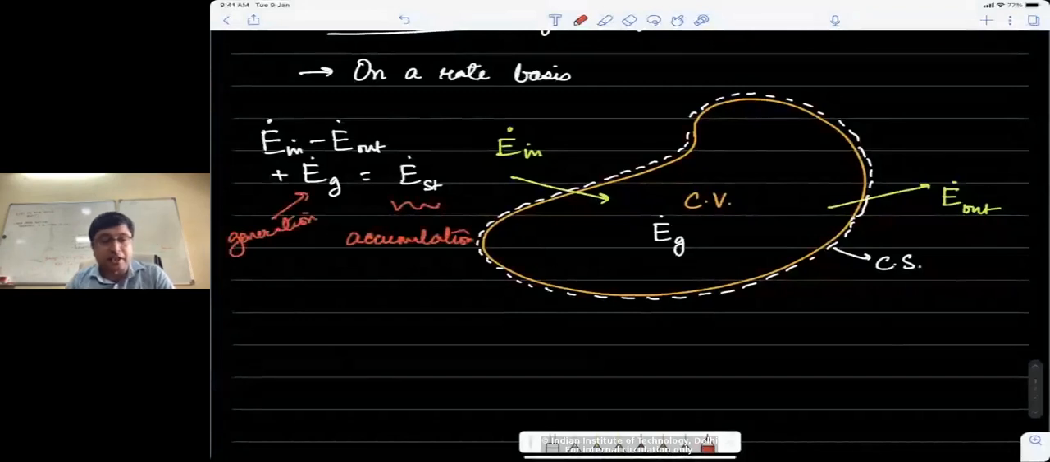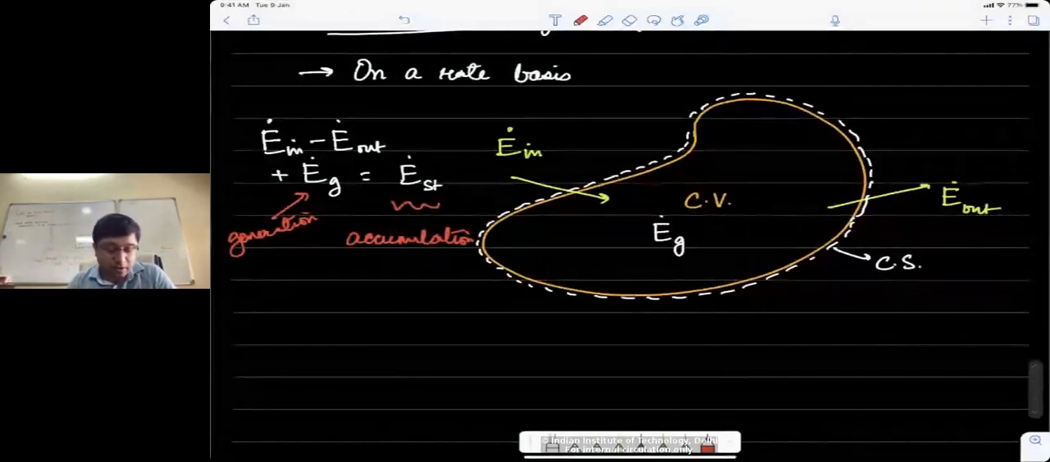And it need not always be generation, by the way. Our sign convention allows us to say that even if energy is being consumed, so for instance you have an endothermic chemical reaction, in which case energy is actually going to be consumed, that would become negative.